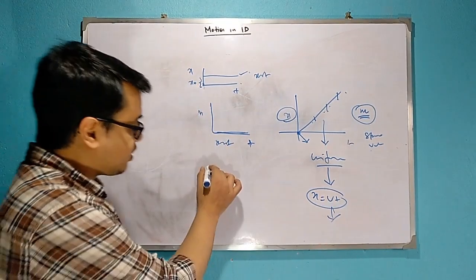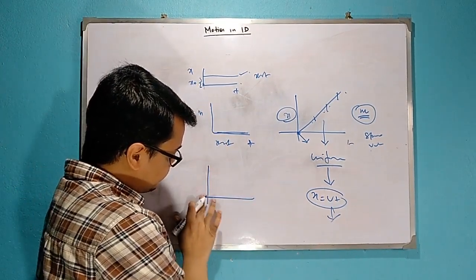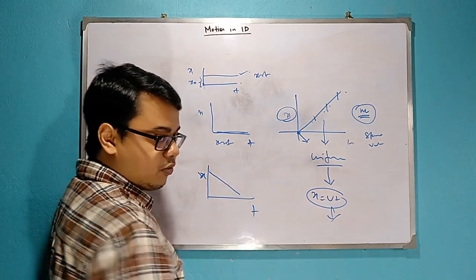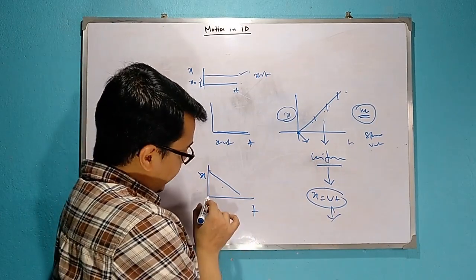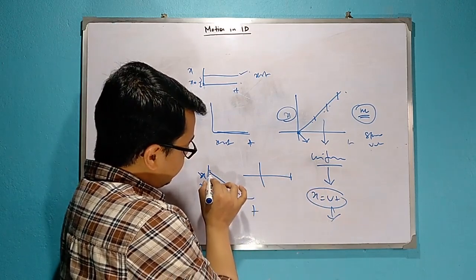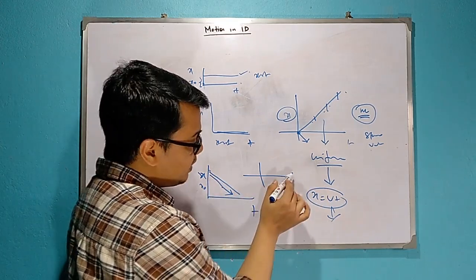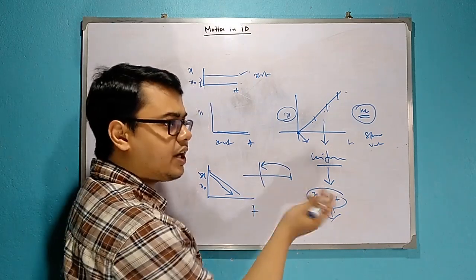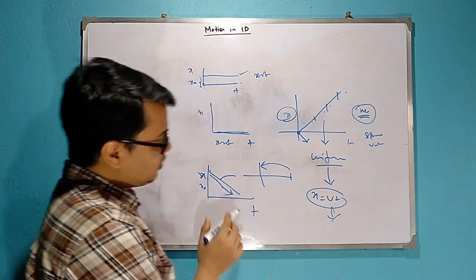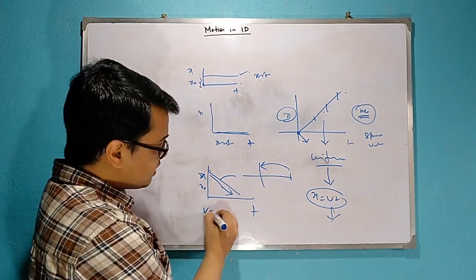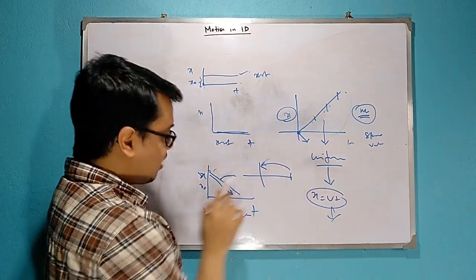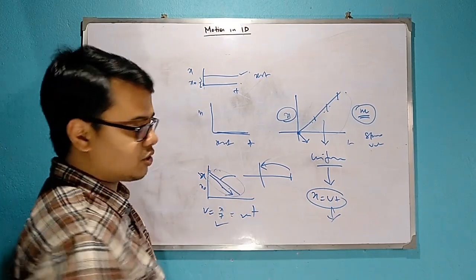So again, suppose this is the x-t graph. What does it represent? At time 0 it was at x0, and its distance is gradually decreasing. That means it is moving towards 0, in the negative direction. But as it is a straight line, its slope is the same. Slope is nothing but x by t, nothing but velocity. So again here velocity is the same, that means again uniform motion. Okay.